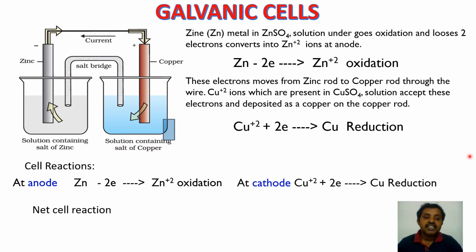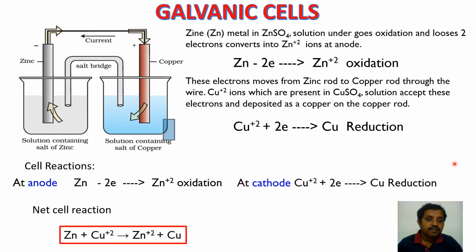Now the net reaction, the cell reaction, is zinc plus copper 2 plus gives rise to Zn2 plus and copper. This is the net cell reaction. This reaction is called a redox reaction, which is a combination of oxidation and reduction reactions. By the use of this redox reaction, the cell energy is developed with the galvanic cell.